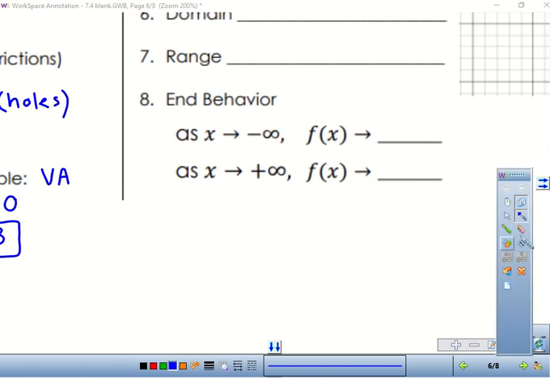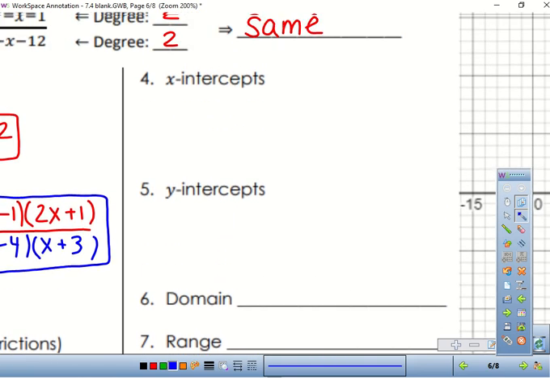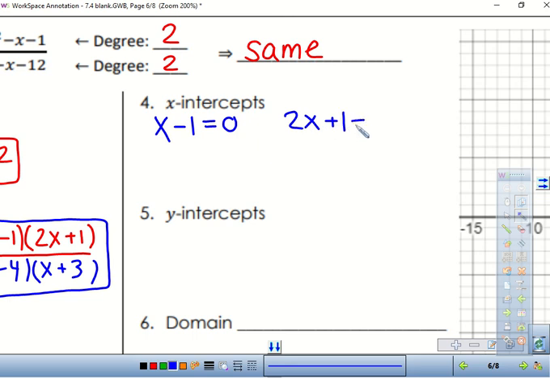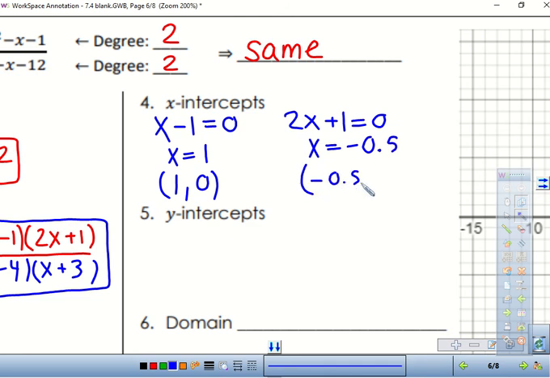Now we're going to move on to my intercepts. To find the intercepts, you take whatever's in the numerator. So we have x minus 1 equal to 0, and 2x plus 1 equal to 0. However many products there are in the numerator, set those equal to 0 and solve. This gives me x equals 1, which means I have an x-intercept at (1, 0). And if I solve this one, it gives me x equals -0.5, which means I have another x-intercept at (-0.5, 0).